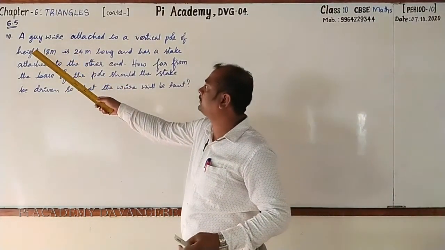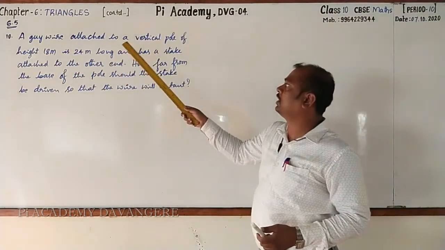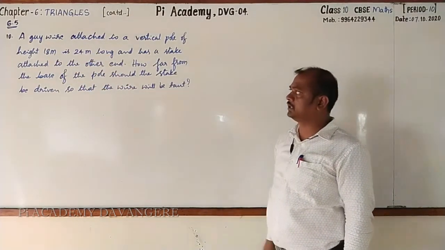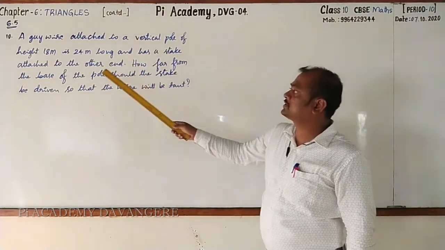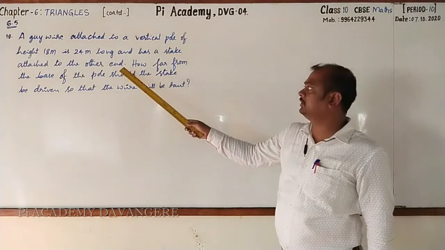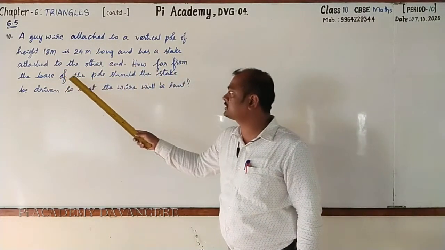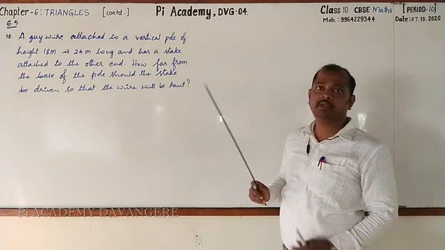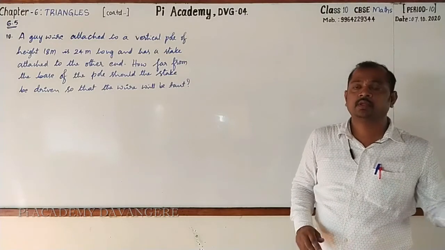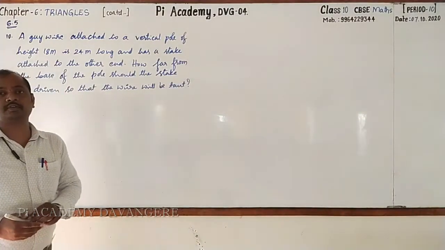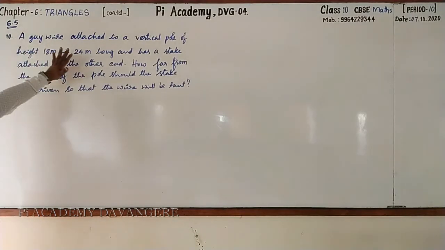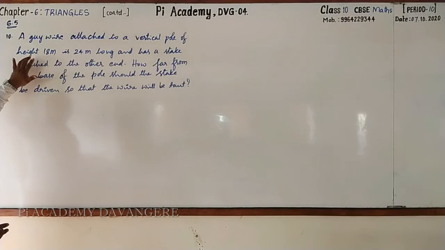It's 10th one. A guy wire attached to a vertical pole of height 18 meter is 24 meter and has a stake attached to the other end. How far from the base of the pole should the stake be driven so that the wire will be taut? Dear students, often we come across the situation like this, is it not? The statement is so simple. A guy wire attached to a vertical pole of height 18 meter is 24 meter long.